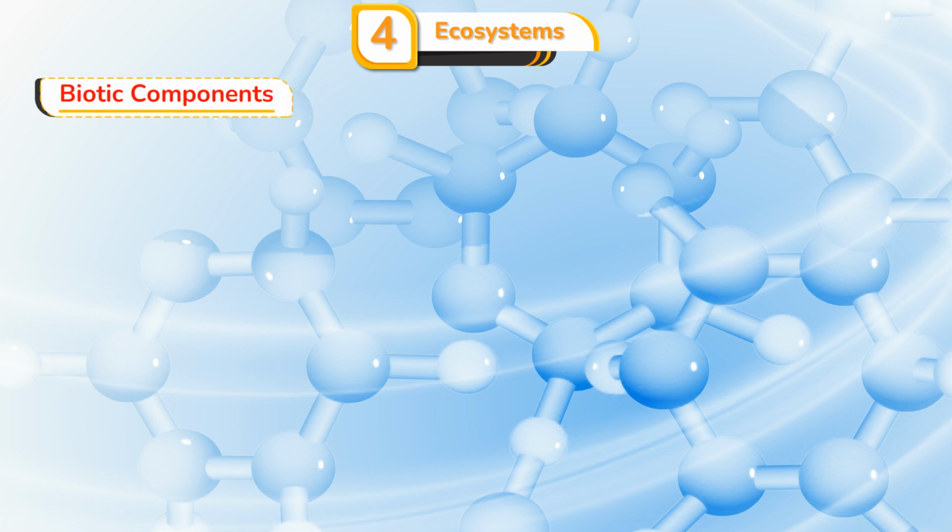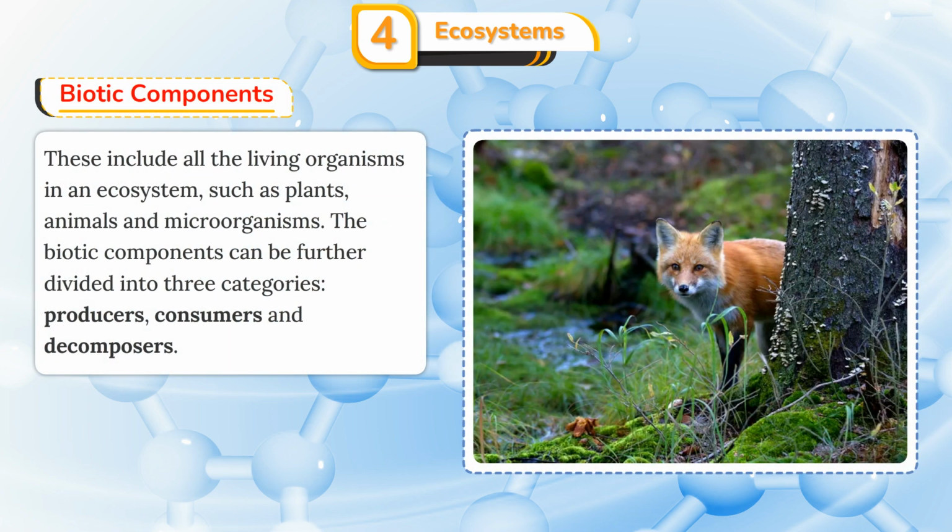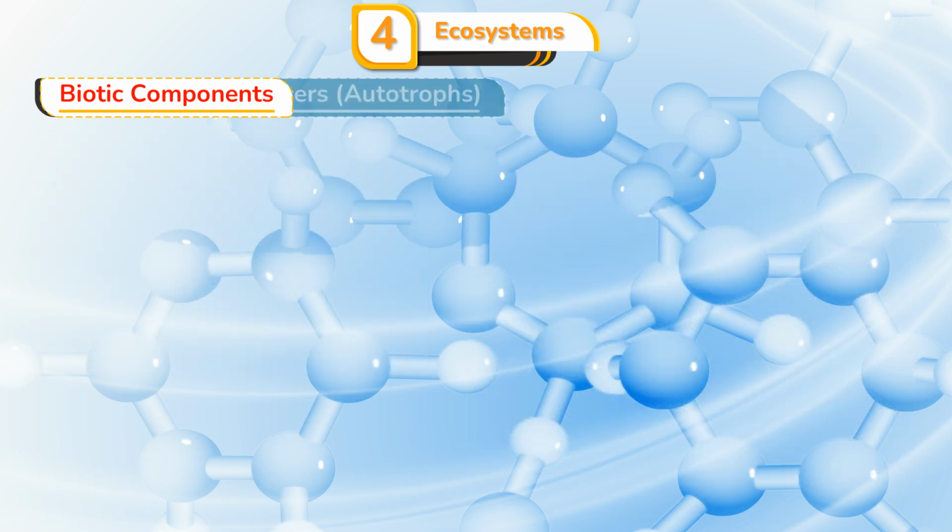Biotic components. These include all the living organisms in an ecosystem, such as plants, animals, and microorganisms. The biotic components can be further divided into three categories: producers, consumers, and decomposers.